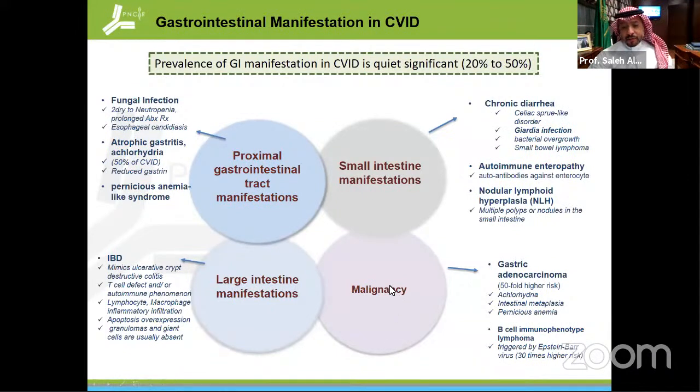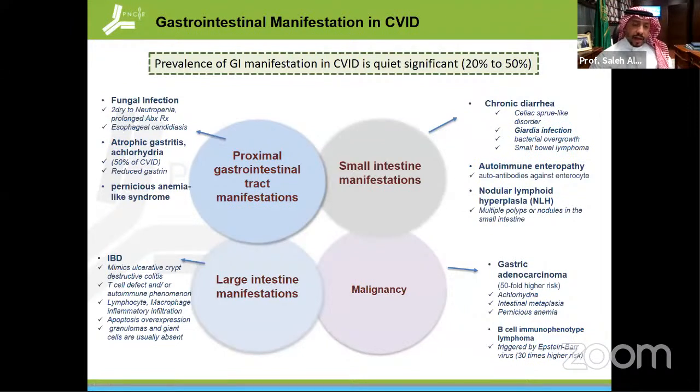Malignancy is the last type of manifestation of patients with common variable immune deficiency. Patients with common variable immune deficiency are at a higher risk of developing gastric adenocarcinoma, almost a 50-fold increase. Probably the cause is multiple factors, including achlorhydria, intestinal metaplasia, and pernicious anemia. The other malignancy they might be predisposed to is B-cell immunophenotype lymphoma, which can be triggered by Epstein-Barr virus and carries almost a 3 times higher risk than the general population.